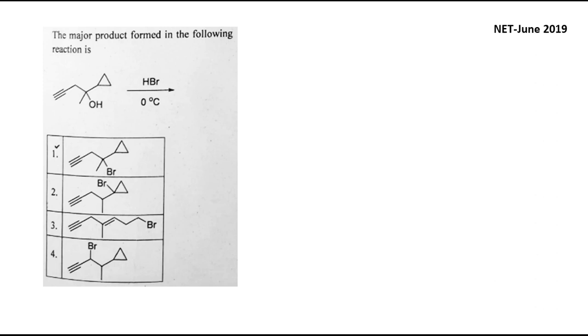Next we have an OH group present. In presence of H+, obviously this OH will be protonated. After protonation, it will be OH2+, and OH2 is a good leaving group. So if it is removed, there will be generation of a carbocation. So what carbocation are we getting? We are getting this carbocation.